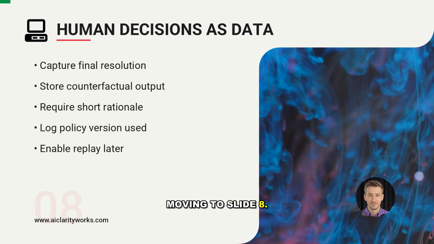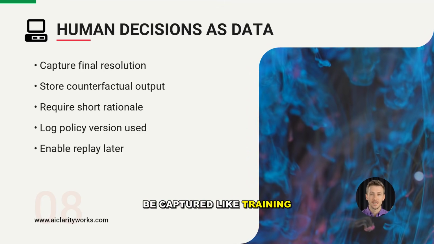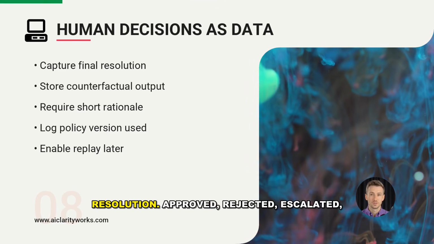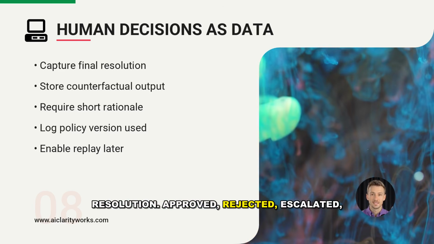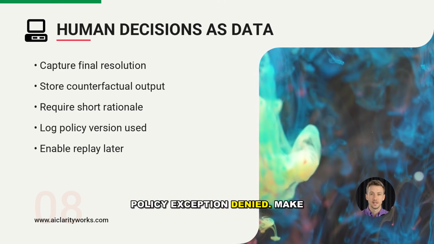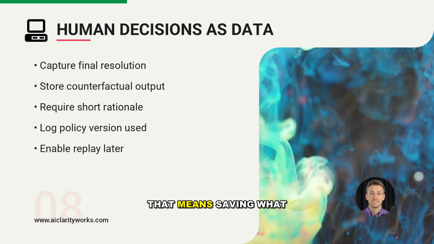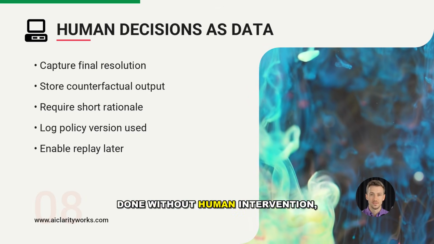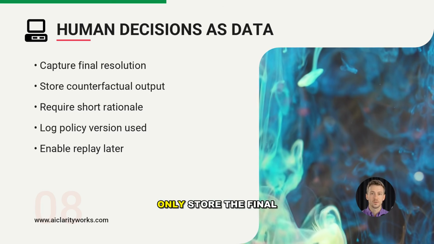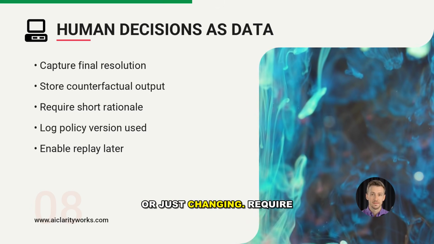Moving to slide 8. Every human decision you make during triage should be captured like training data. Even if you never train a model, start with the final resolution. Approved, rejected, escalated, refunded, policy exception granted, policy exception denied. Make it a required field. Store the counterfactual output. That means saving what the system would have done without human intervention, alongside what the human actually decided. If you only store the final outcome, you cannot measure whether automation is improving or just changing.